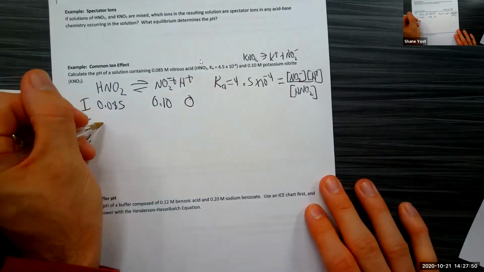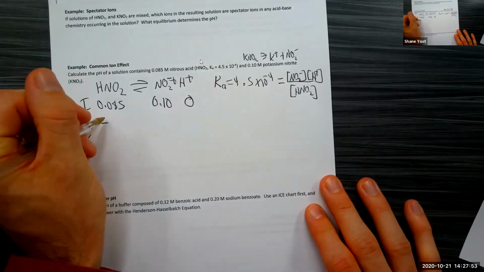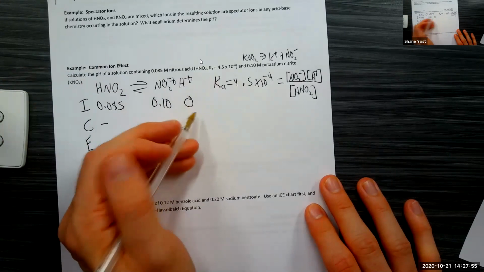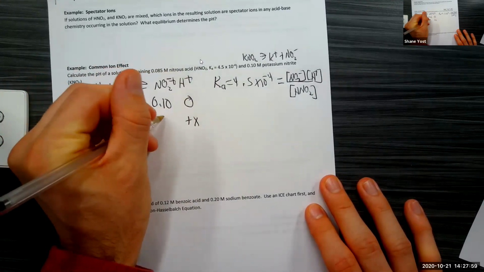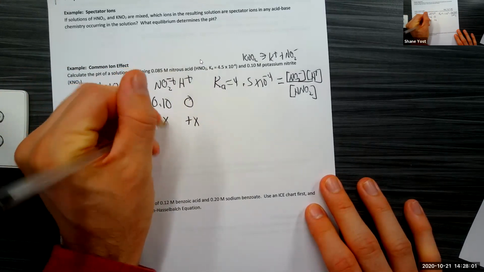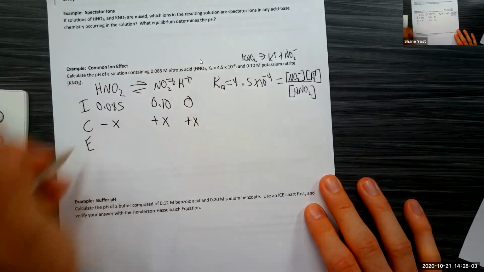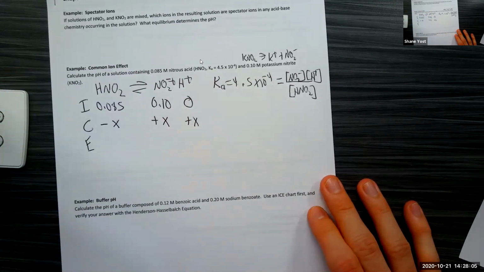So then I'm going to do our change here. Since I have no H plus, I got to add some amount of H plus. So I got to add to the products, and I got to take away from the reactants here.